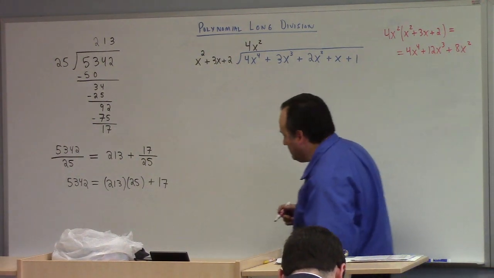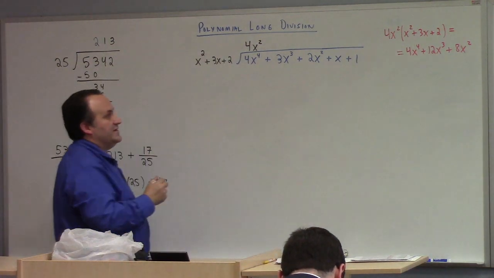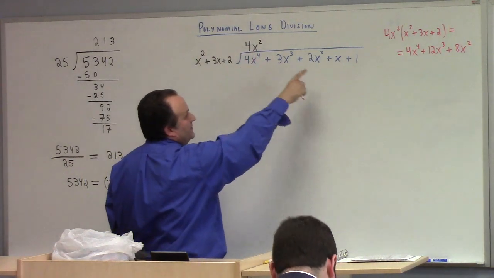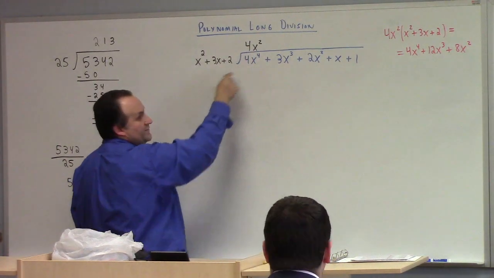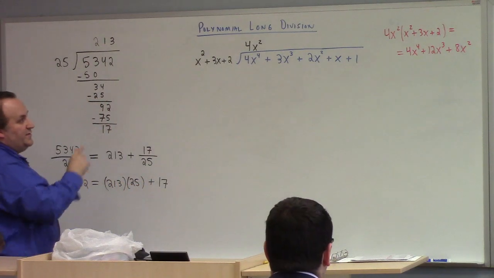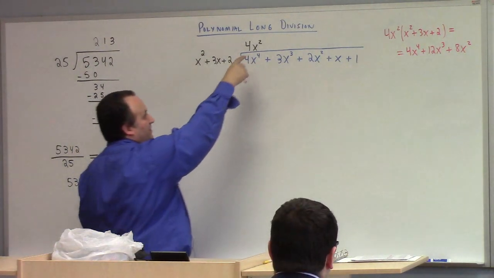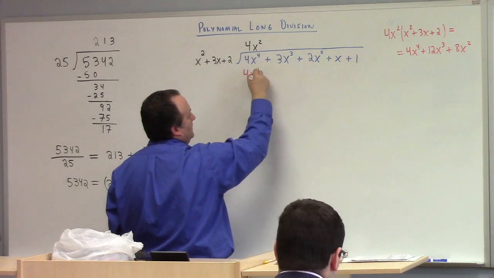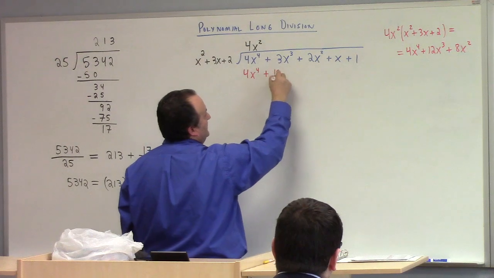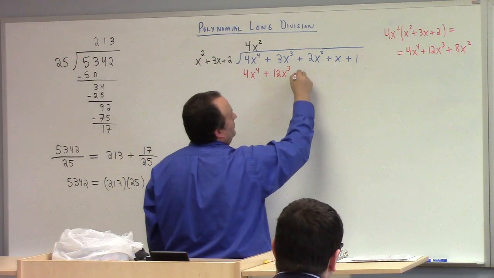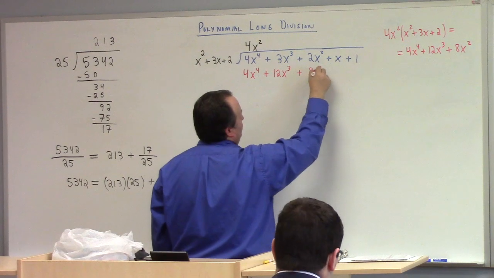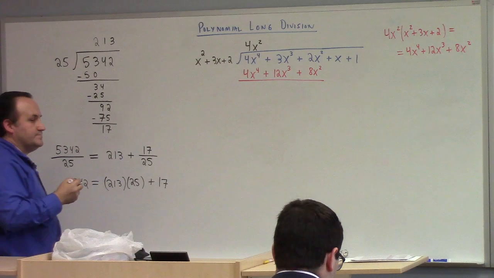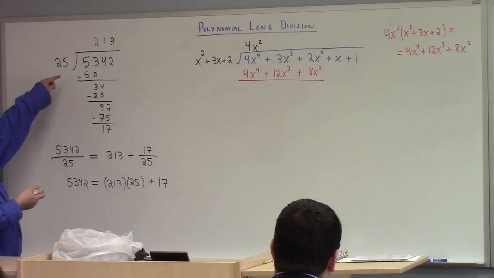The reason that we wrote 4x squared here is to match this 4x to the fourth. All right. So I multiply the divisor by what I put here, and I put that here. So I got 4x to the fourth plus 12x cubed plus 8x squared. And now we subtract, just like we did over here, right?